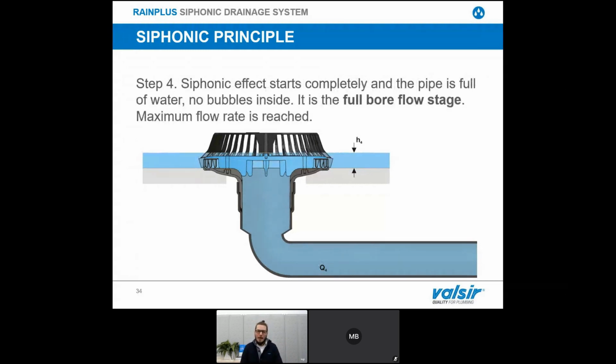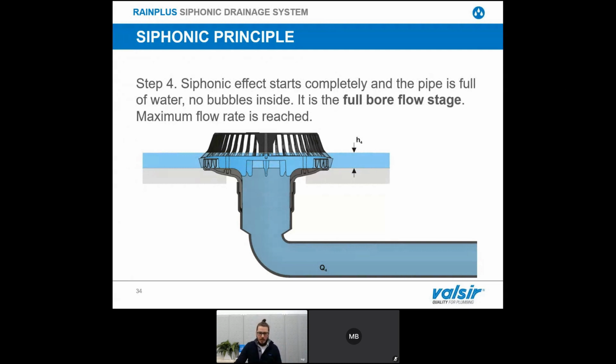Then in the end, we reach the full bore flow stage. We reach the design flow rate of our system. So the system is always working Siphonically, the pipe is completely full of water, and we have the maximum flow rate. We have a really high speed in our system, and we can drain a lot of water.